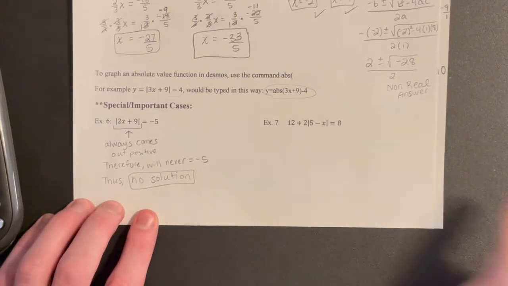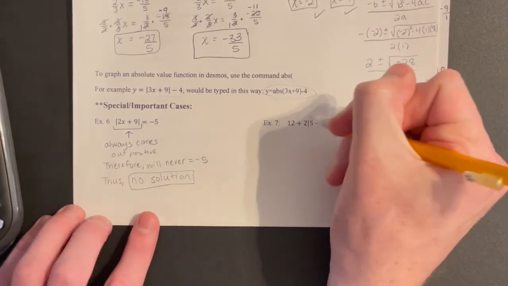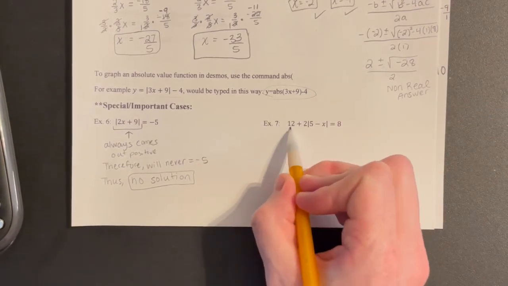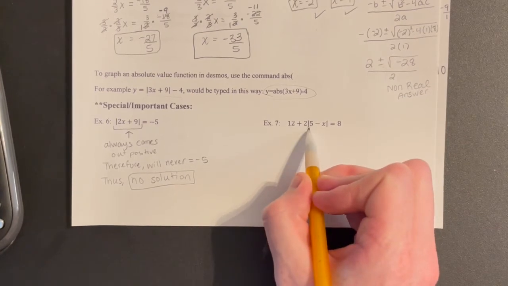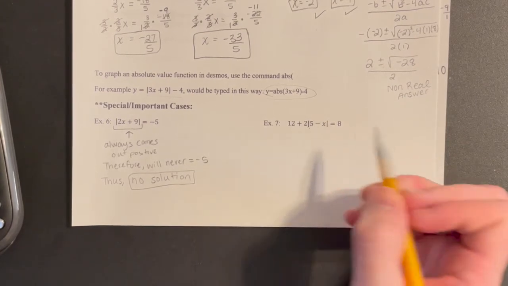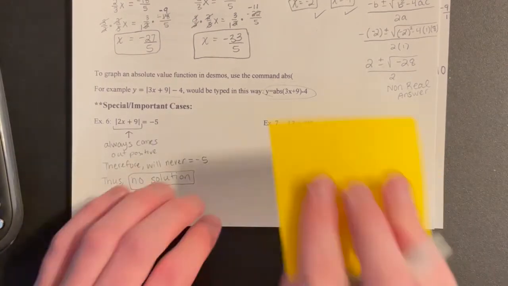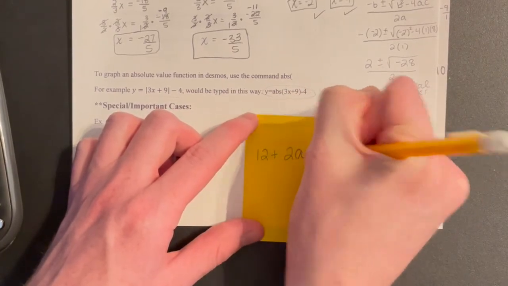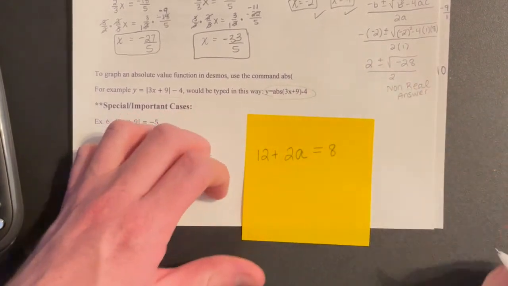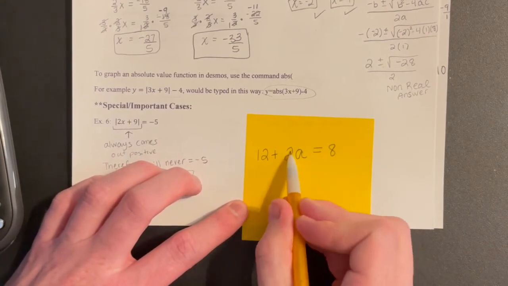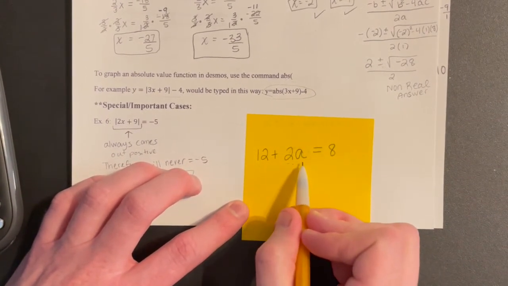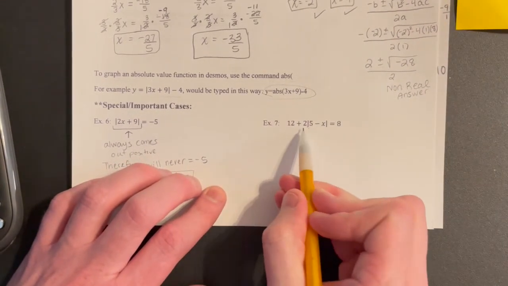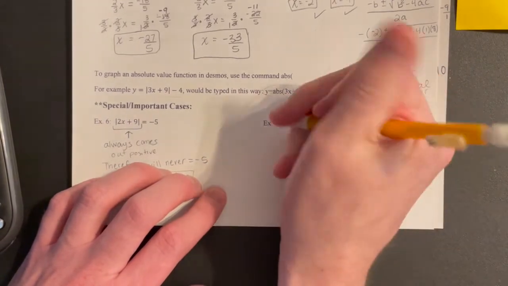All right, if we looked at this example here, we still want to get the absolute value part by itself. But one of the errors I see students make is trying to add these two together to get 14, but that's not how order of operations work. Think about if you were solving this equation that said 12 plus 2a equals 8. You would not add those together because this is being multiplied to this a value. So you would subtract 12 first. That's exactly what's happening here. We're not going to add those together. We need to subtract 12 from both sides.